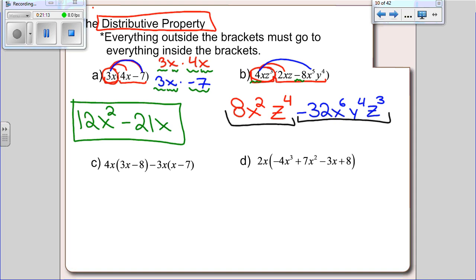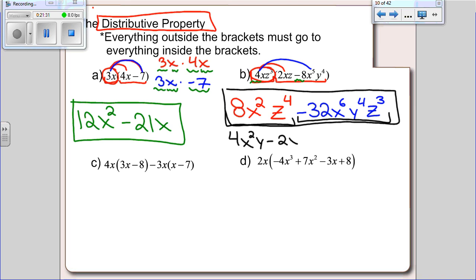Things that can be combined, so this has nothing to do with this question. If I had something like 4x squared y minus 2x squared y. Those would be like terms, because they're both x squared y. That answer the question? Okay. You have to have the exact same letters and the exact same exponents to be able to combine it.